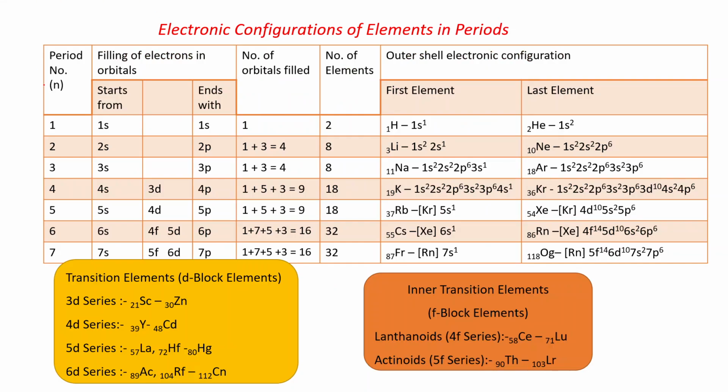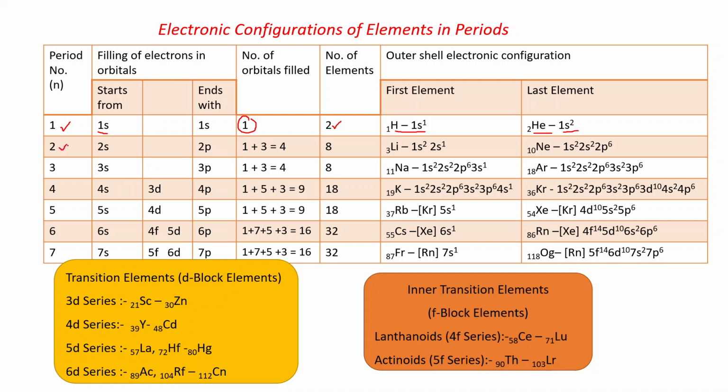Now, we'll try to understand how many elements are present in a given period. Like period number 1, the first period. It starts with the filling of the first shell, and as we know, in the first shell there is one subshell, that is 1s. In 1s there is one orbital, that is also the 1s orbital. One orbital is there. That's why the number of elements in the first period is 2, and these two elements are hydrogen, electronic configuration 1s1, and helium, electronic configuration 1s2.